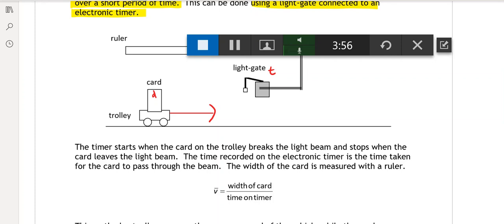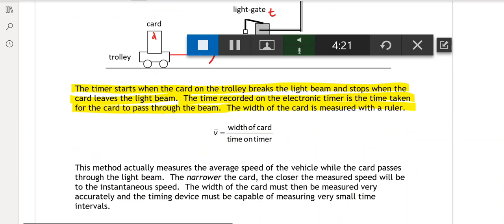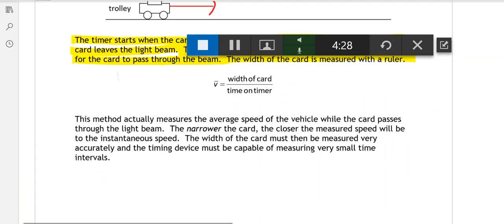The timer starts when the card on the trolley breaks the light beam and stops when the card leaves the light beam. The time recorded in the timer is taken for the card to pass through the beam. The width of the card is measured with a ruler. So instead of measuring the time it takes to pass between 2 points, we are now measuring how long it takes for that section of the trolley to go through the light gate, giving us a much more accurate estimate of the instantaneous speed. Instantaneous speed, width of card divided by time on the timer, would be the formula you use for this experiment.